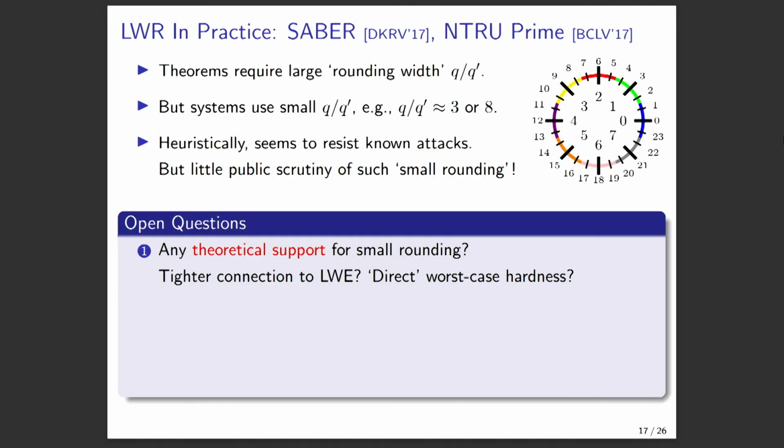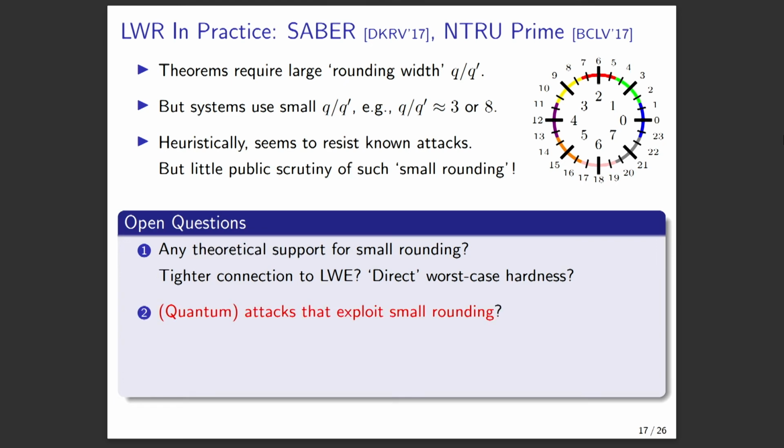So a lot of open questions about LWR. Is there theoretical support for small rounding? Maybe we can prove something about it, maybe by going through LWE, or maybe we can directly prove some worst-case hardness that would justify these much more aggressive parameters that are currently not theoretically supported. So you could try to prove hardness. You could try to find attacks. Usually going back and forth kind of helps. You get an idea here, and you transfer it to the other, and they go back and forth. Or could there be quantum attacks that can somehow exploit this small rounding? We don't know.